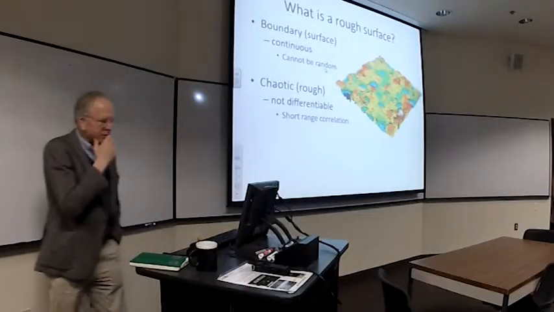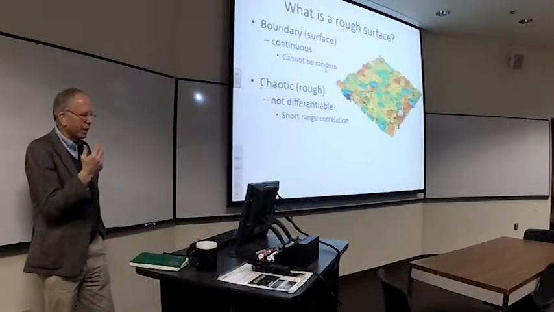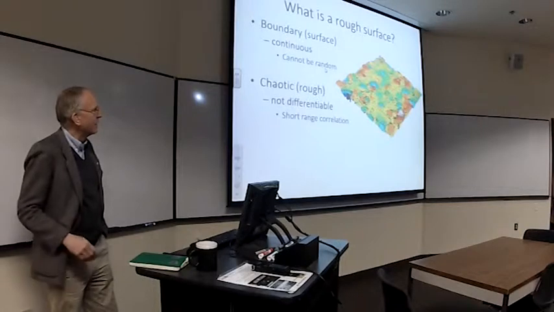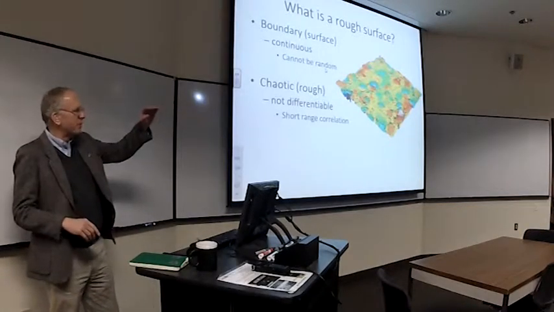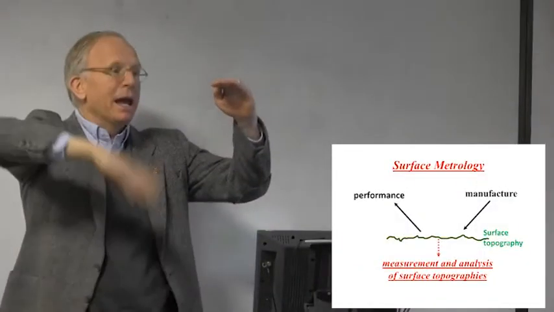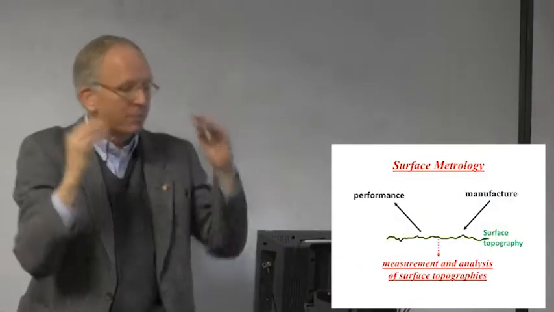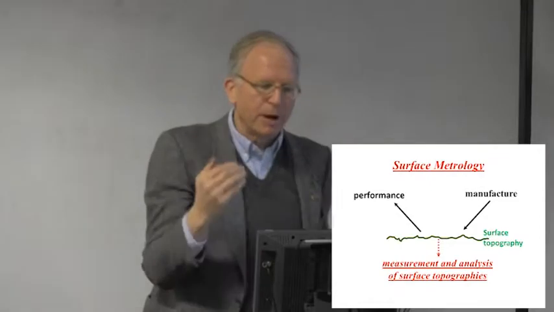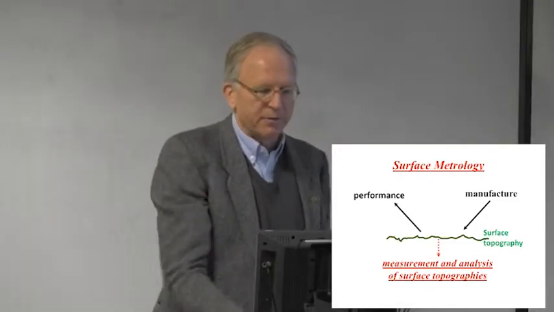But a chaotic surface has got short-range correlation. So if I know that this position is on the surface, the next one can't be anywhere. It's got to be somewhere close to that because it needs to be continuous. But it's not smooth, so it's not differentiable.